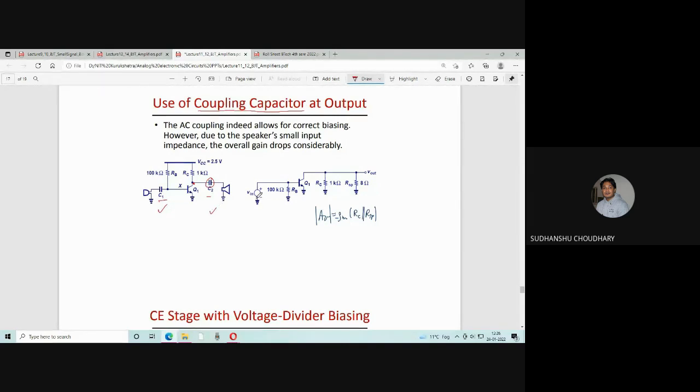Now one of the problems when we are connecting this speaker at the output is that my gain is now a little bit down, because of the low resistance of the speaker. So I'll have to consider the speaker resistance in parallel with this collector resistance. So the overall gain would be minus Gm Rc parallel to the speaker resistance. Because of this, the overall gain drops. And this is the case when VA is less than infinity, so we are not considering R naught here.